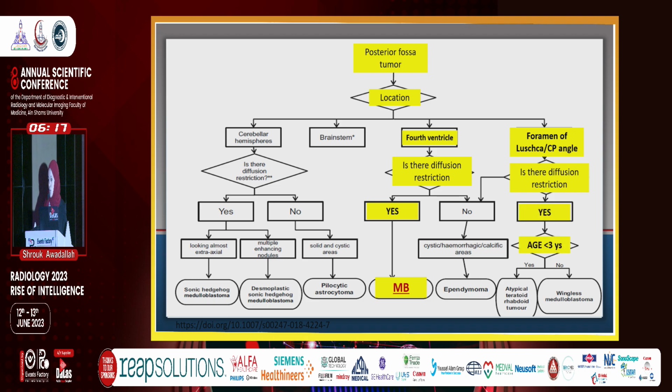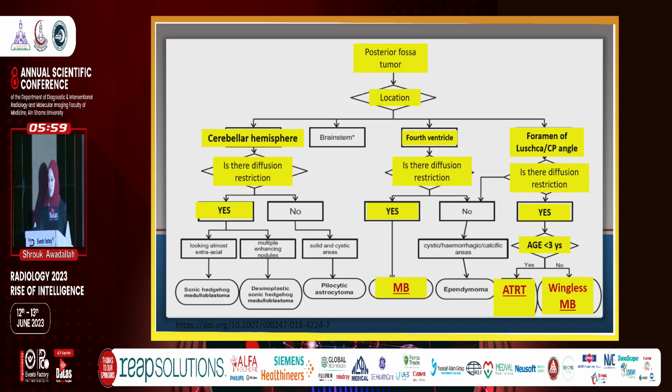In younger age group, below 3 years old, it is ATRT, most common. In older age group, more than 3 years old, commonly it is medulloblastoma, commonly the wingless type. If the tumor is in the cerebellar hemisphere, we look for diffusion restriction. If there is true diffusion restriction, it is medulloblastoma, a sonic hedgehog type, either classic or desmoplastic type.